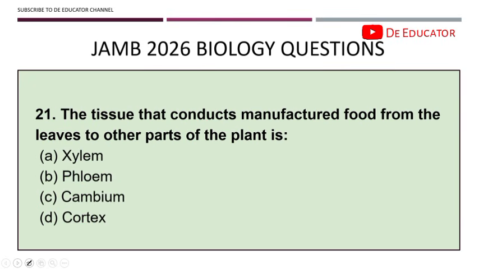Okay, question 21. The tissue that conducts manufactured food from the leaves to other parts of the plant. When you see food, what should come to your mind is phloem. When you see water, what should come to your mind is xylem. There are a lot of ways this particular question can be asked.